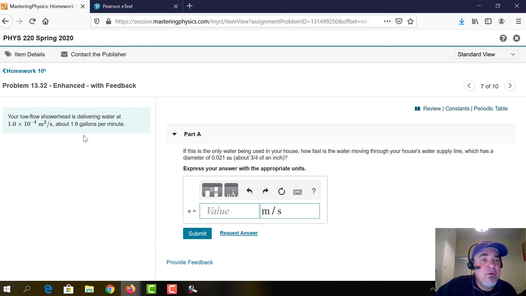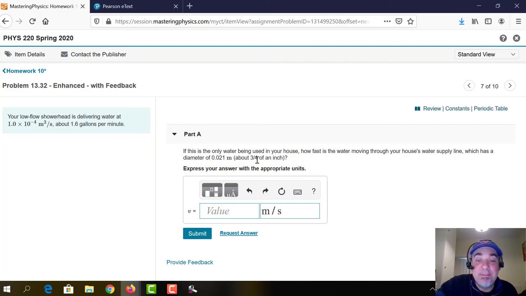Your low flow shower head is delivering 1 times 10 to the minus 4 cubic meters per second. So that's how many volumes per second. That's about 1.6 gallons per minute, just as a reference. If this is the only water being used in your house, how fast is the water moving through your house's water supply line, which has a diameter of about 3/4 of an inch, or 0.021 meters? Okay, so given this volume flow rate, how fast is the water going through a typical pipe?